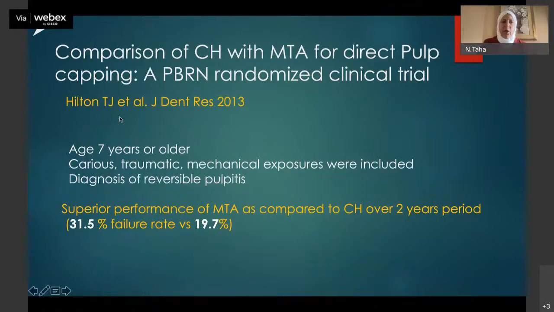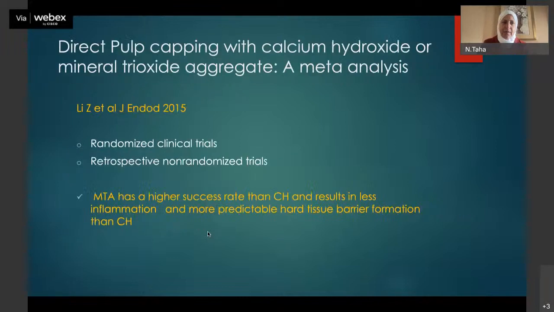This is just a further look at very well-designed randomized clinical trials looking at a comparison of calcium hydroxide versus MTA, Hilton et al. in 2013. He found superior performance of MTA over 2 years. Failure rate was above 30% for calcium hydroxide compared to 19% for MTA. This is also another meta-analysis of randomized clinical trials showing that MTA has a higher success rate compared to calcium hydroxide and more predictable hard tissue barrier formation histologically, because on radiograph you can't always detect hard tissue barrier formation.